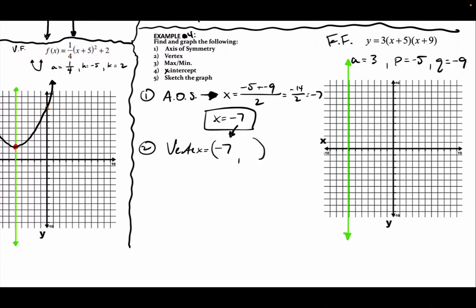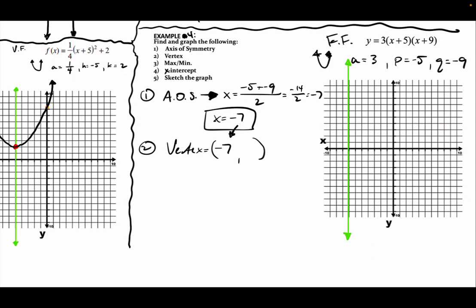So, factored form, A is 3, arrows up, since A is positive. P is negative 5, Q is negative 9. So for the axis of symmetry, I added up P plus Q, so negative 5 plus negative 9 equals negative 14, divided by 2, you get negative 7. That's where the green line went, negative 7.